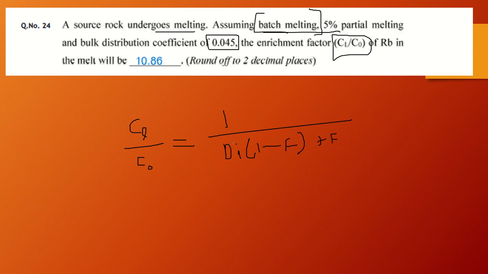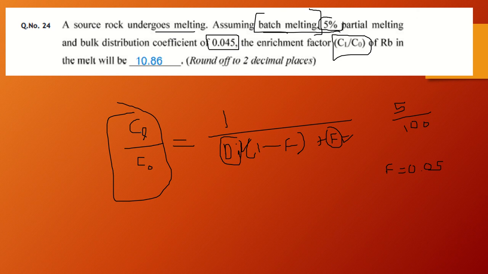Where D_i is the bulk distribution coefficient, which is 0.045, and F is the weight fraction of melt which is produced. So how will F be calculated? 5% partial melting, so it will be 5 divided by 100, and the value of F will be 0.05. Now we have the value of D_i and the value of F, so we can calculate the concentration in liquid to the concentration in original. This is also known as the enrichment factor. I hope you understand it and can calculate it. I am leaving the calculation for you.